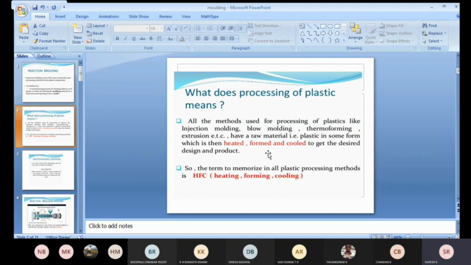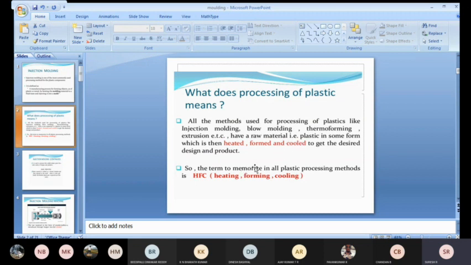It is mainly in some form which is then heated, formed, and cooled. These are three important steps in all the stages of producing plastics into various shapes, whether it is injection molding, blow molding, or extrusion. These are the three important steps: heated, formed, cooled. Heated means we heat the raw material. Formed means we convert the raw material to the required shape, whatever shape we need. And the last one is cooled, solidification. It will be hard enough to withstand the load.